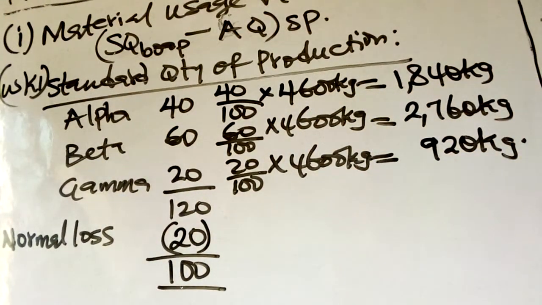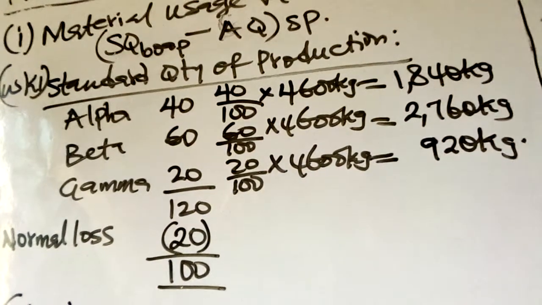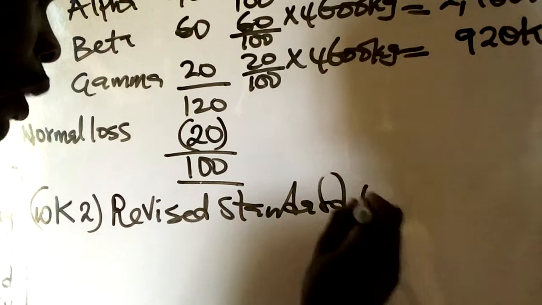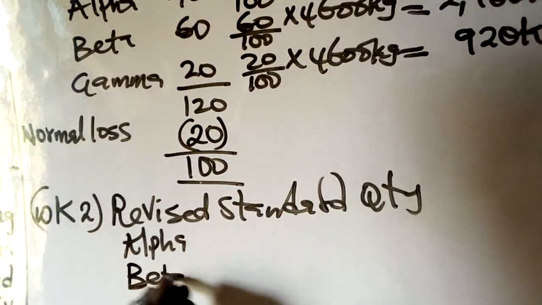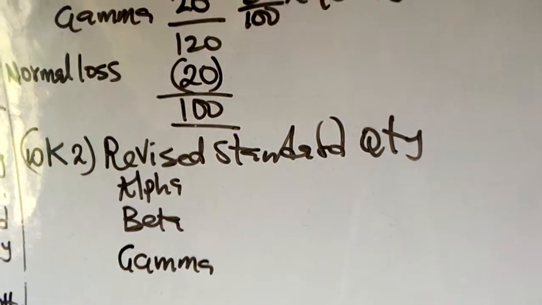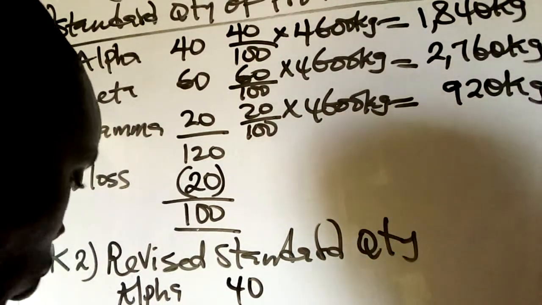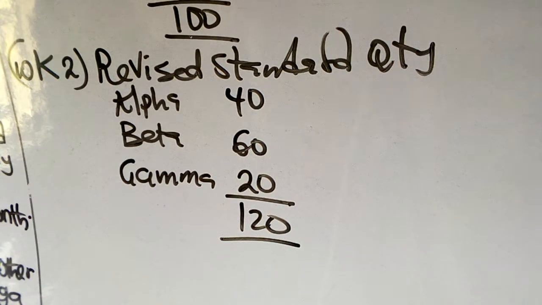For the purpose of mix and yield variances, let me also compute the revised standard quantity for alpha, beta, and gamma. The standard quantity still remains the same, 40, 60 and 20 as given in the question, so the total is 120. To compute your revised standard quantity, you don't need to consider the material wastages.